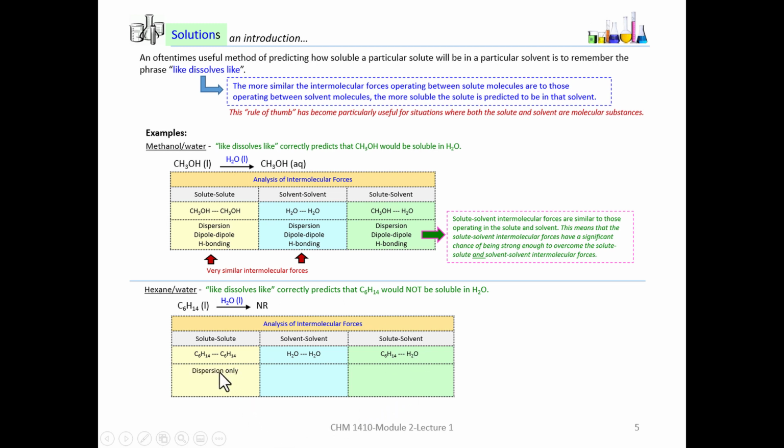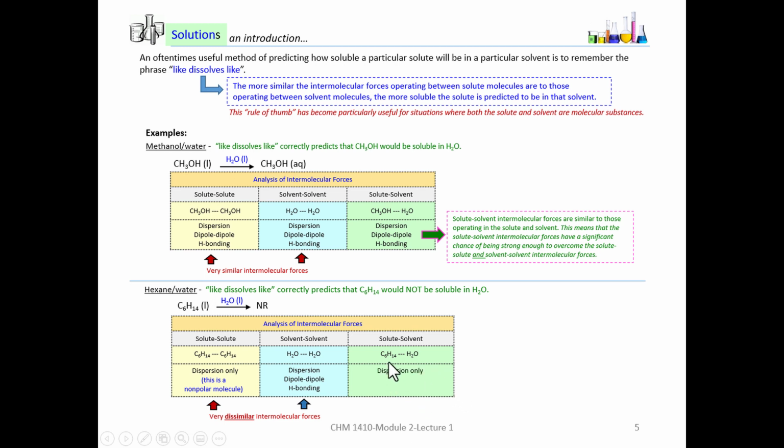Now, hexane would have only dispersion forces. Hexane molecules are nonpolar. You might say, how would I know that? Well, in the previous module, I think we talked about hydrocarbons as being nonpolar. We know all about water and its intermolecular forces, so right away we see very dissimilar intermolecular forces. They are probably not good candidates to interact with each other and dissolve in one another.